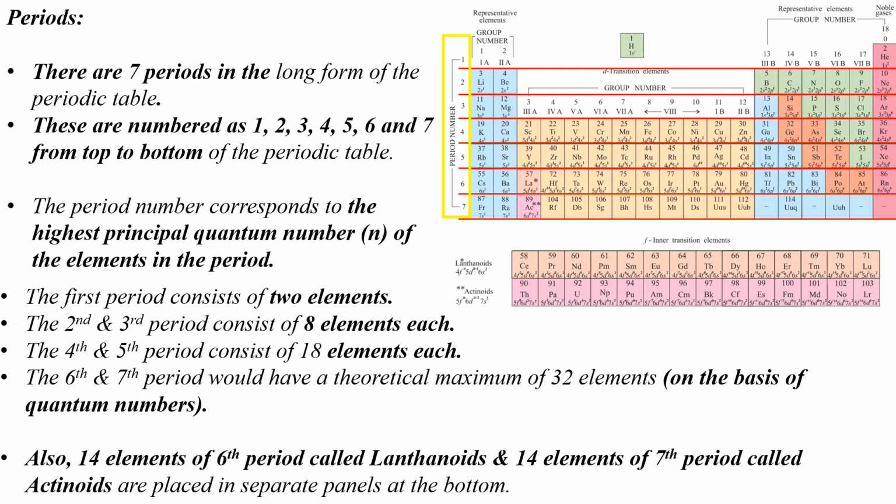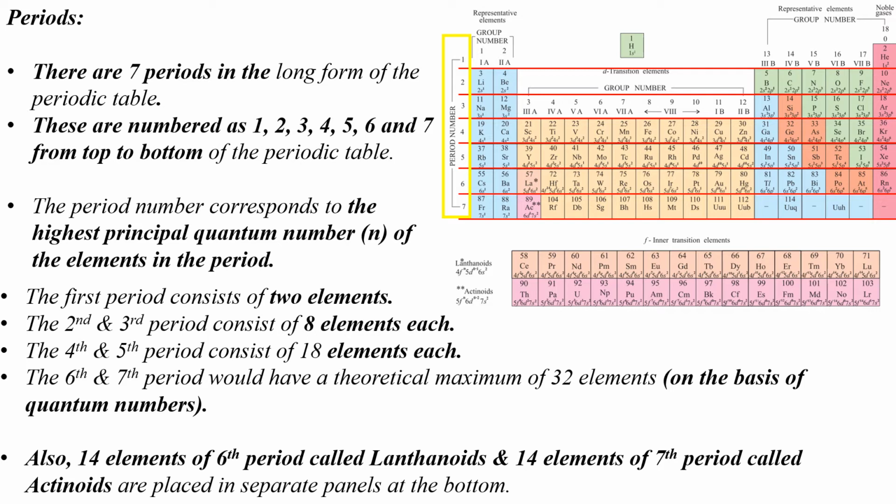Clear? Hence, all elements with the same principal quantum number in their outermost shell are arranged in the same row or period. Now, if we take the elements of the second period, that is lithium, beryllium, boron, carbon, nitrogen, oxygen, fluorine, neon, all of them have the same principal quantum number, that is n is equal to 2 in their outermost shell. Consequently, the period corresponding to these elements are then numbered as 2.